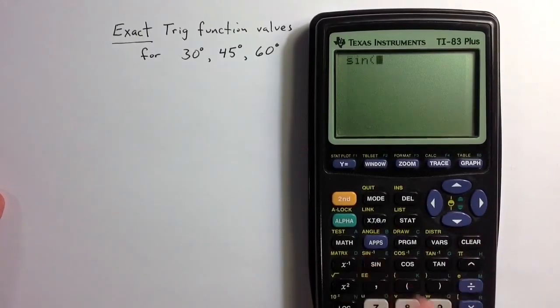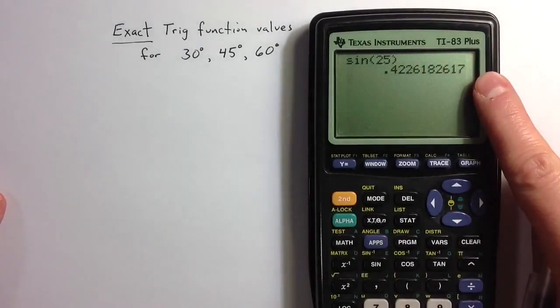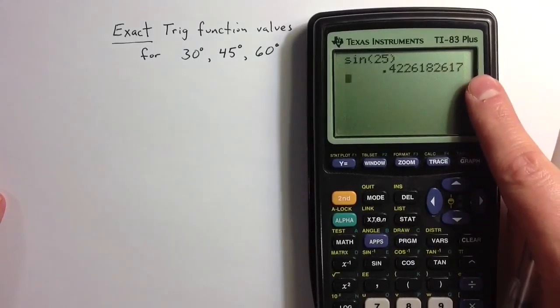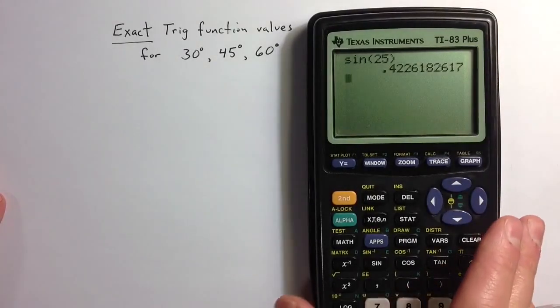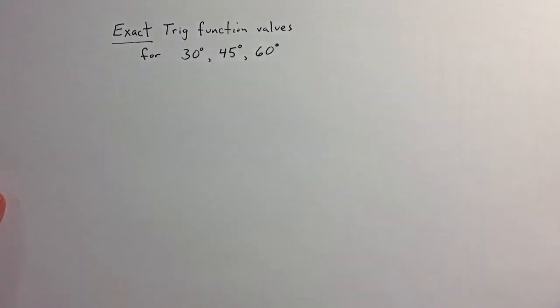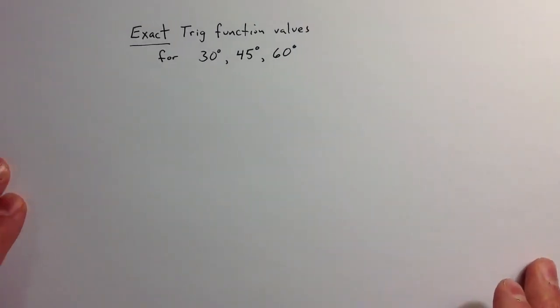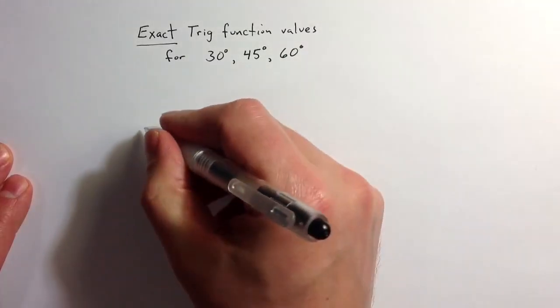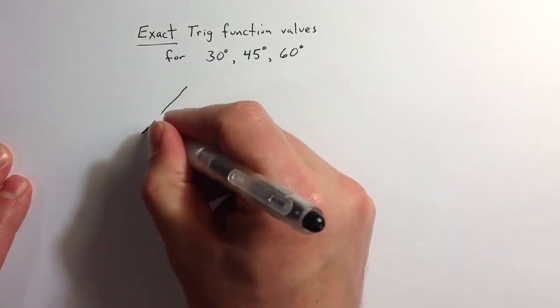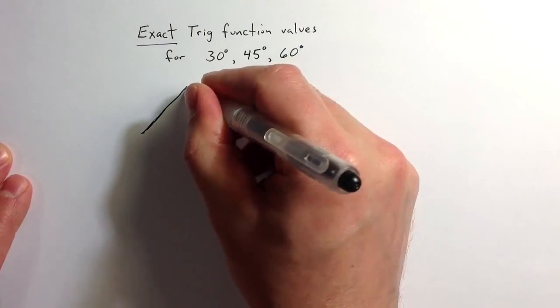If I find, for example, the sine of 25 degrees, we'll get some decimal expression from the calculator, but there's no real nice way for 25 degrees. There's no very nice way to express that exactly without any rounding, without any approximation. So 30, 60, and 45 degrees are kind of special, and the reason why is because they relate to special right triangles.